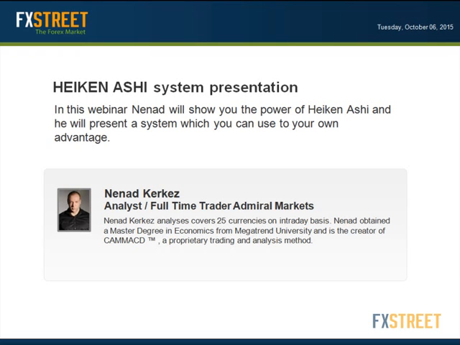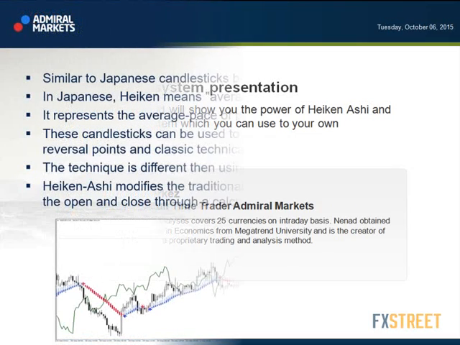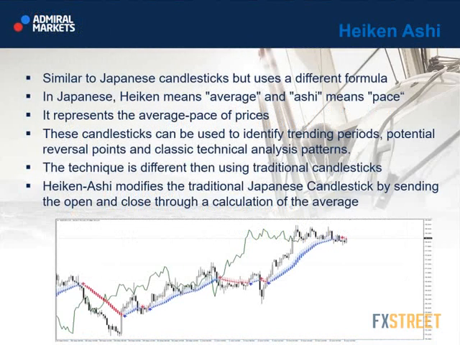Make an introduction to our Heiken Ashi basics, and then I will cut to the chase and give you the system straight off. So Heiken Ashi is basically similar to Japanese candlesticks, but it uses a different formula. Okay? It uses a different formula for calculation of the average of price.